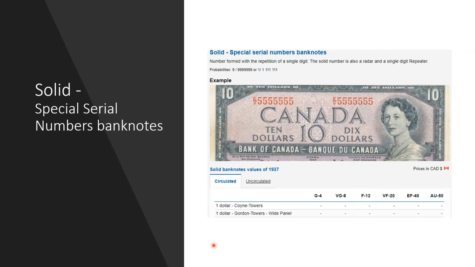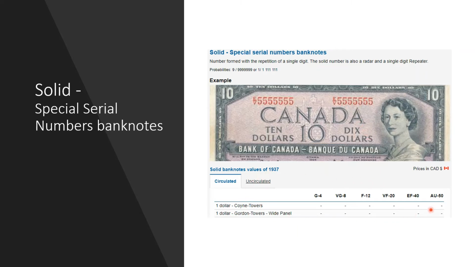So we talked about signatures, and the next variety to look for is the serial numbers and the different types of serial numbers to watch for. And the first one here is a solid serial number. It's just a solid number formed with a single digit, and this one's 5s.